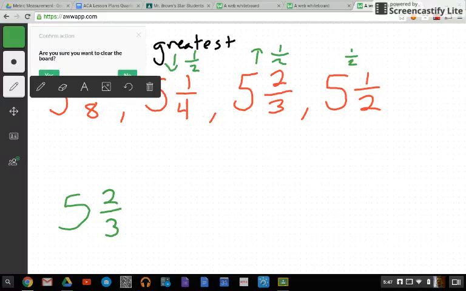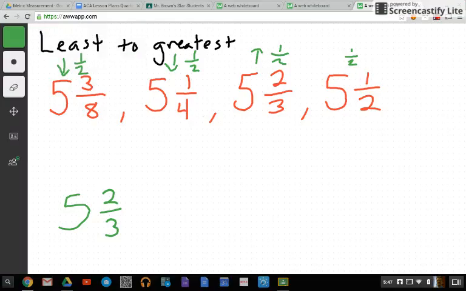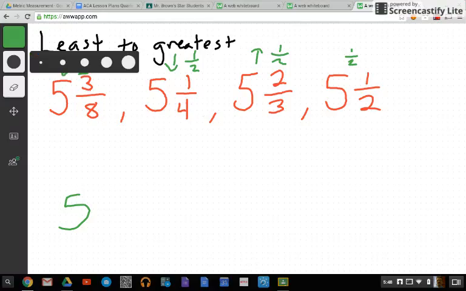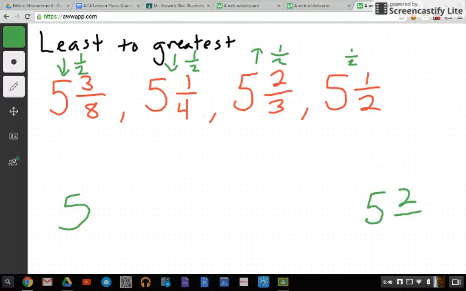So that wasn't great. All right. So 5 2/3. Let me get a larger erasing diameter here. So 5 2/3 is definitely going to be the largest. So I'll put 5 2/3 out here. So I know that the next one has to be 5 1/2 because it is 1/2. The other two are smaller than 1/2. So then 5 1/2 has to come right here.